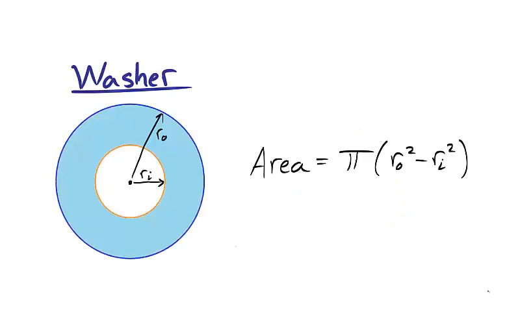In section 5.2, we introduced the washer method. Recall that the area of a washer is calculated as pi times the outside radius squared minus the inside radius squared.